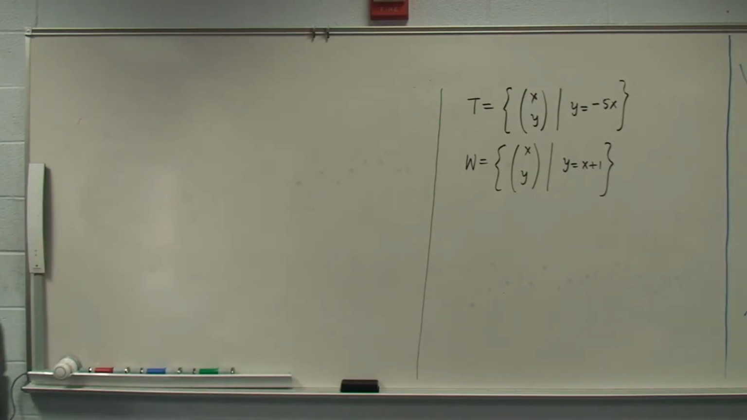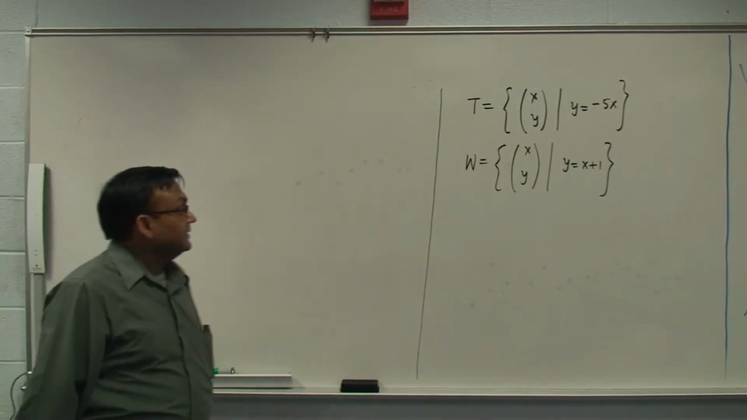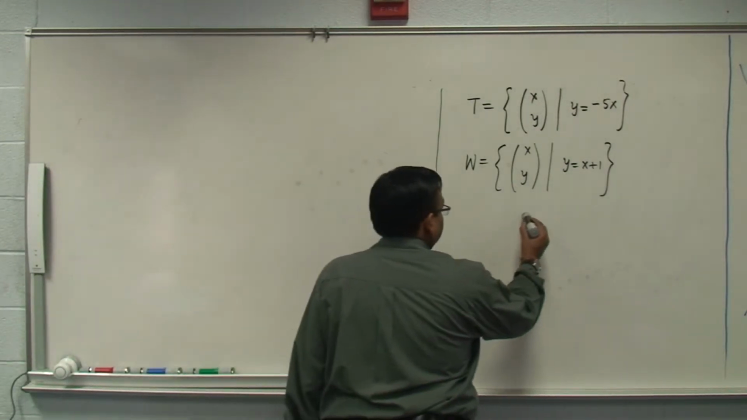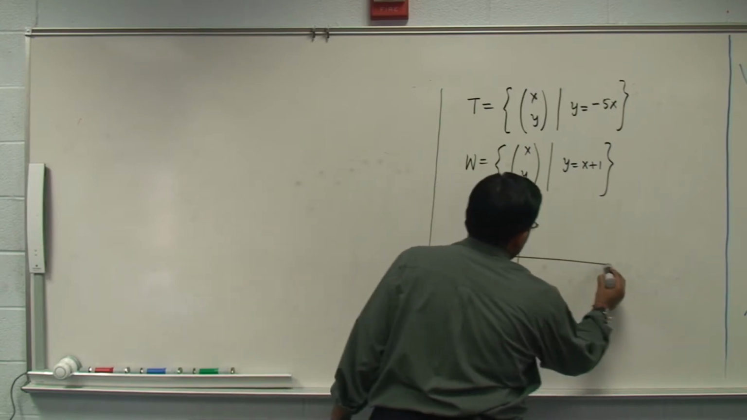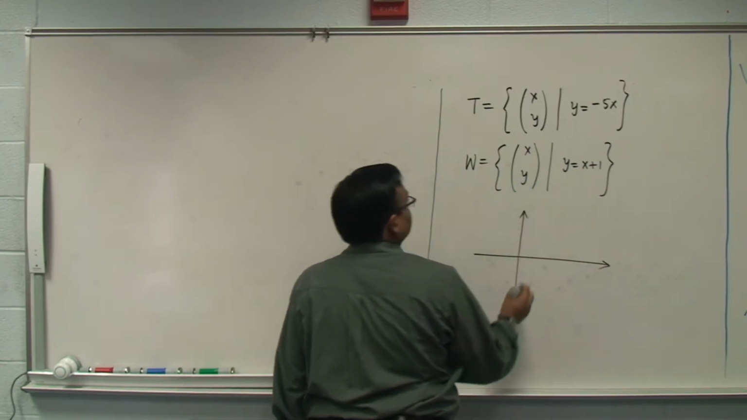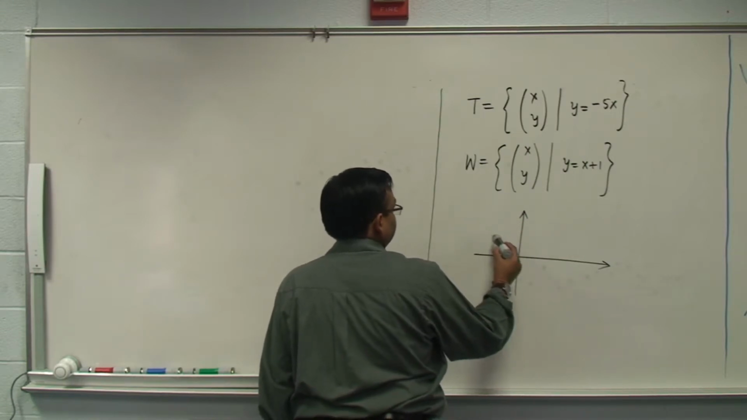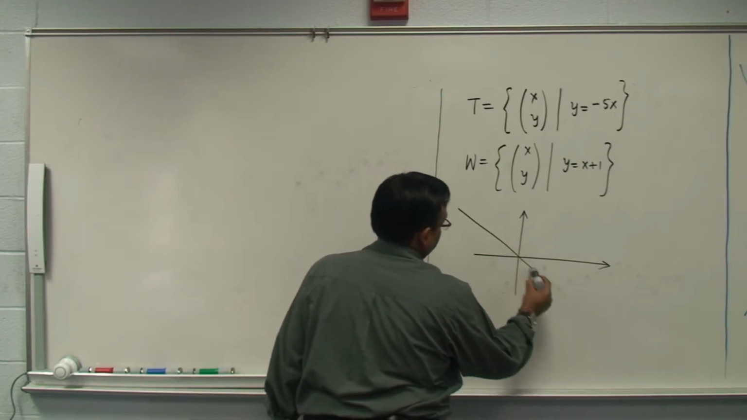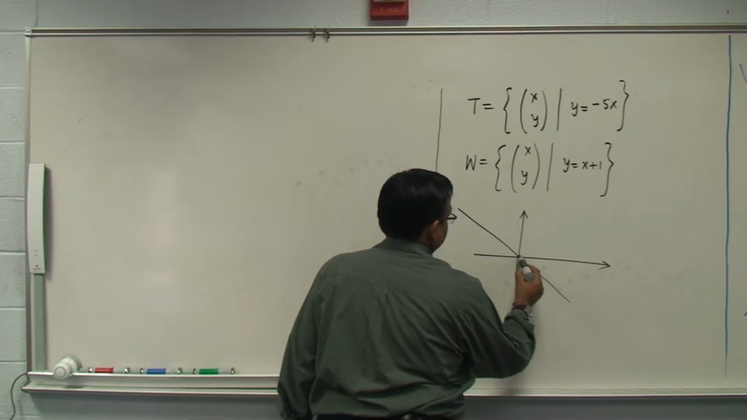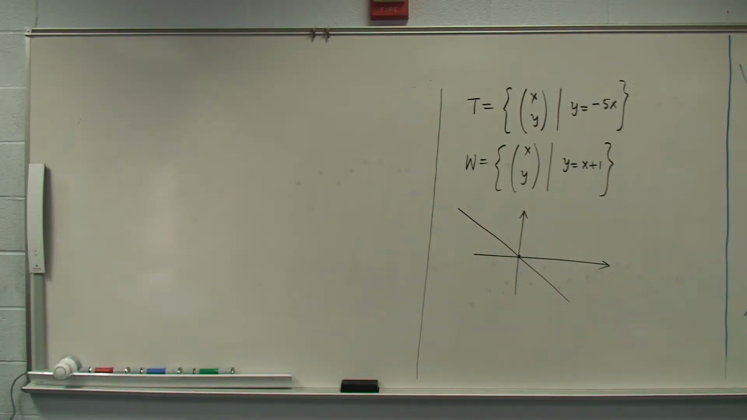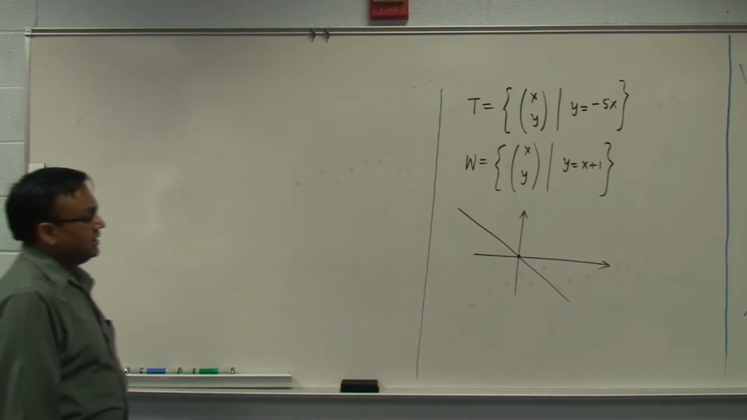So let's first talk about T. Is this a subspace? If you look at this, it's a line which passes through the origin, and we're saying y is equal to minus 5x. Say something like this. So at least one thing is for sure, that it has the 0 vector on it. So there's a chance that it could be a subspace.